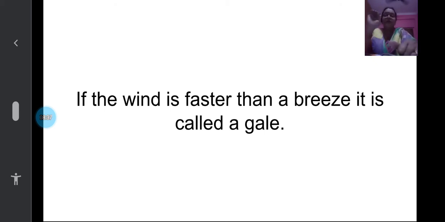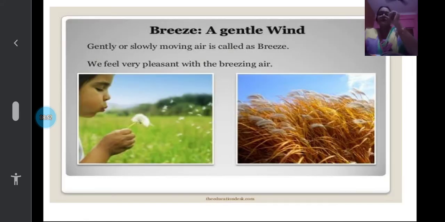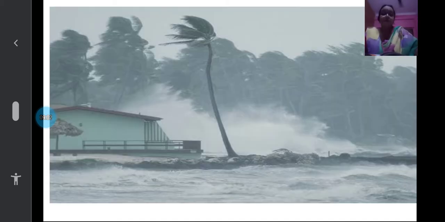G-A-L-E. Wind is pleasant, slowly moving air. When moving air is gentle, it is a breeze. When it is a little faster, faster than the breeze, it is called a gale. So, gently or slowly moving wind is a breeze. We feel very pleasant when we can enjoy the breeze. But sometimes it will be much faster than a gale also.